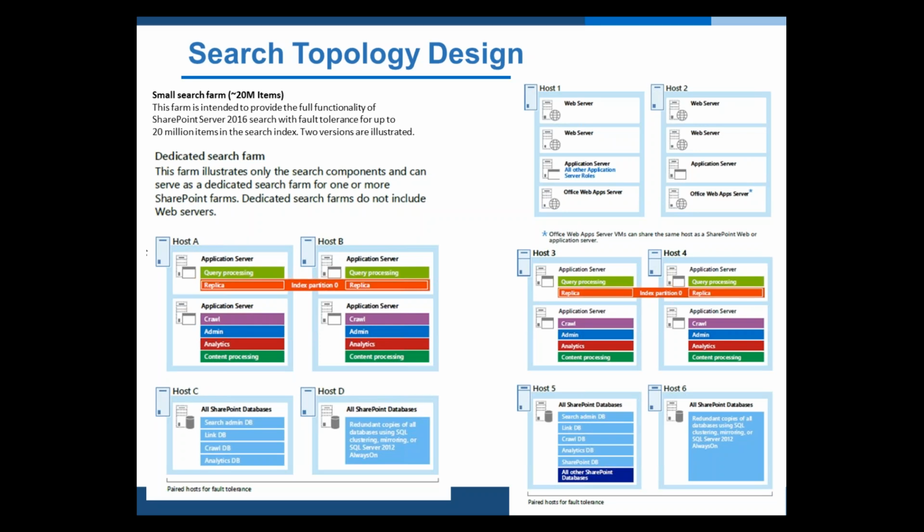But ideally, for larger environments where search is critical, you want 2 servers handling the query processing and index component, 2 servers handling crawl, admin, analytics, and our content processing component. And then, of course, all of those databases on the back end.